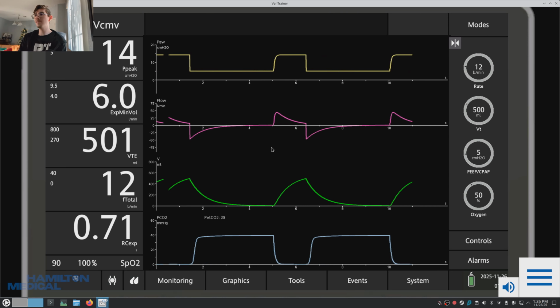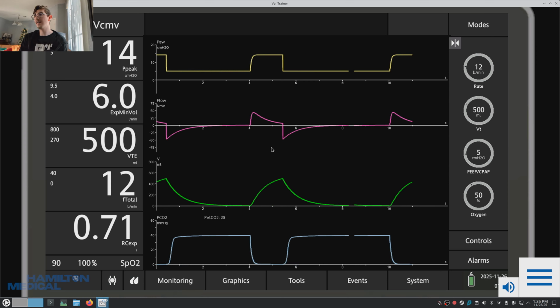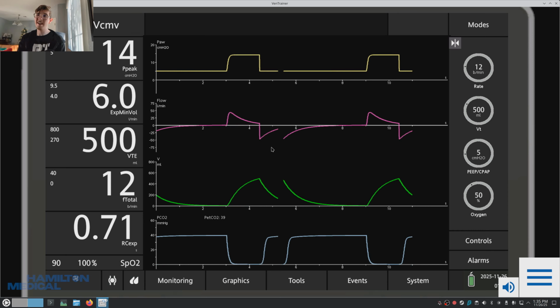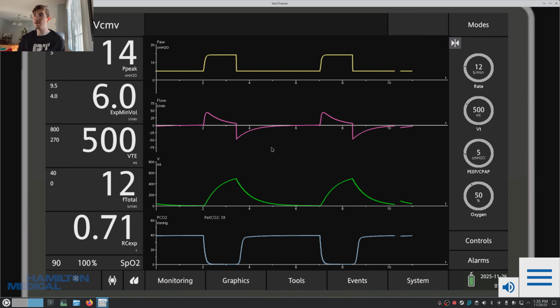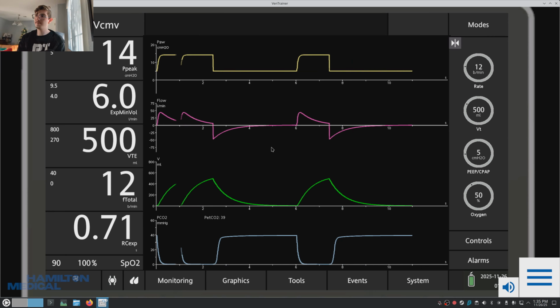I guess what I'm trying to say is that I don't really see a scenario where PRVC does something that volume control can't do, or that pressure control can't do better. Does that mean that PRVC is inherently bad? No.